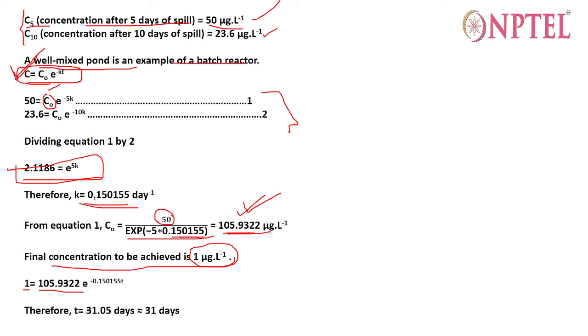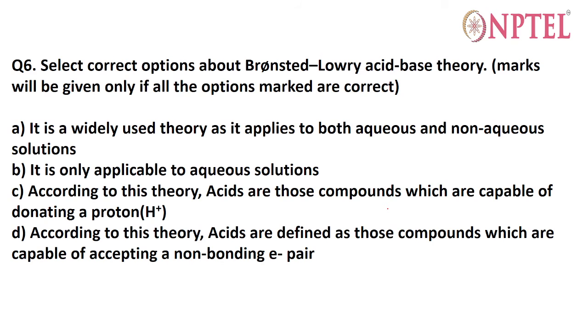I know again what K is. So just put it in the place of K. You don't know the time, right? So from here you can calculate T, that is, after how many days you can expect the concentration to be 1 microgram per liter. So I hope this is clear for everyone. Let's go to the next question.